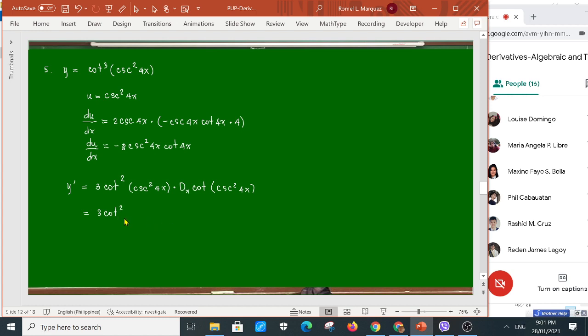Para next meeting, mga derivatives ng inverse trigonometric, then exponential. Anong derivative ng cotangent, children? Cosecant negative. Cosecant squared. Cosecant squared of cosecant squared 4x. Yan. Ang derivative ng cotangent is negative cosecant squared.